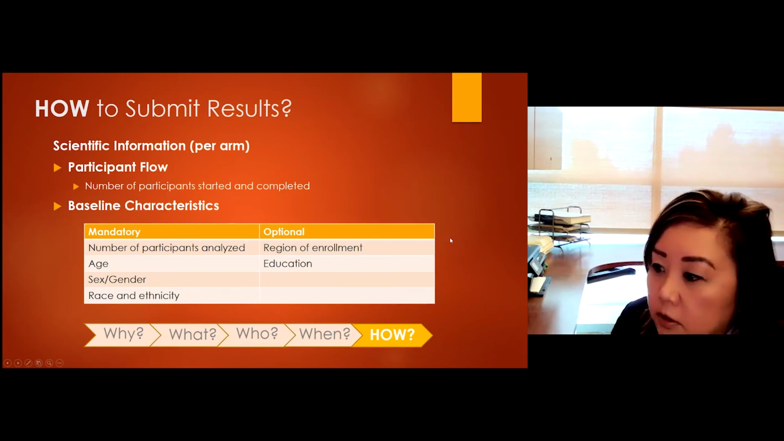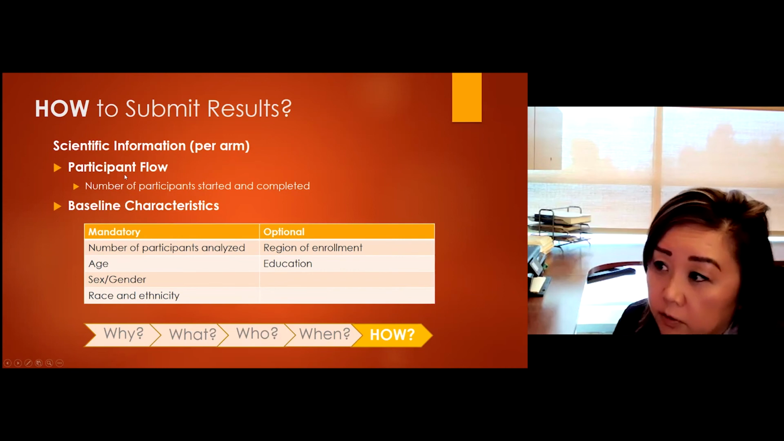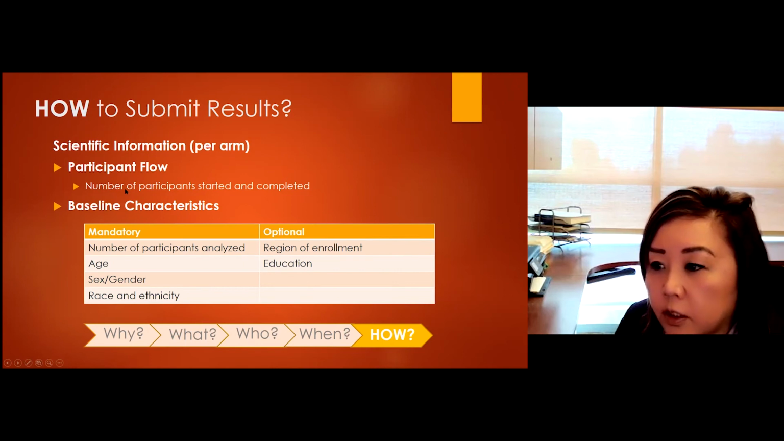And how to submit results, scientific information. These are the fields that are required in the submission of the results. So it's going to be per arm. That's going to ask for the participant flow. You're going to have to put in the number of participants that started and completed.